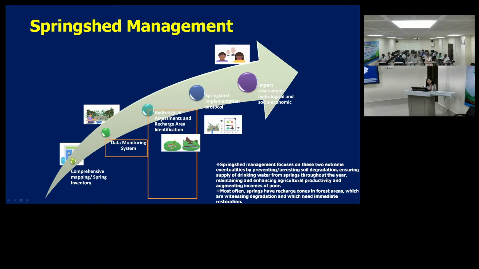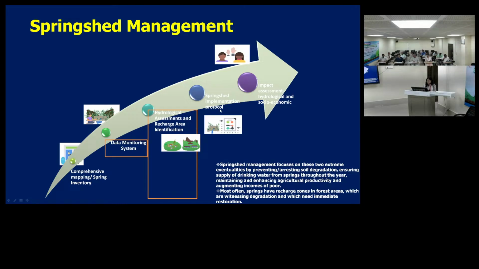Thirdly, after collecting all that information, is the hydrological assessment and recharge area identification. In our previous lecture, we understood how to demarcate the recharge area using various methods like the catchment approach, the isotopic method, or a combination of hydrogeological methods. So that is the third point. Suppose we have already identified the recharge area. Now, what is the next step? The next step is the Springshed implementation protocol.